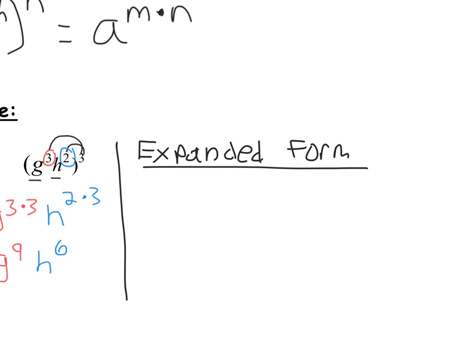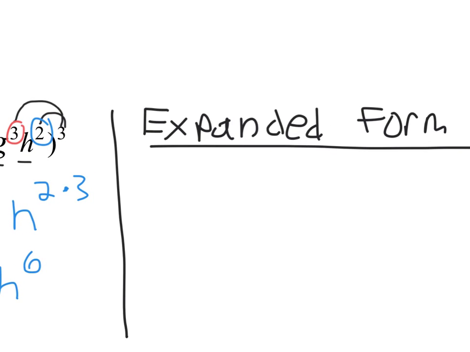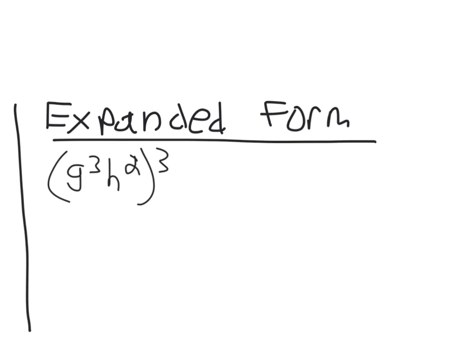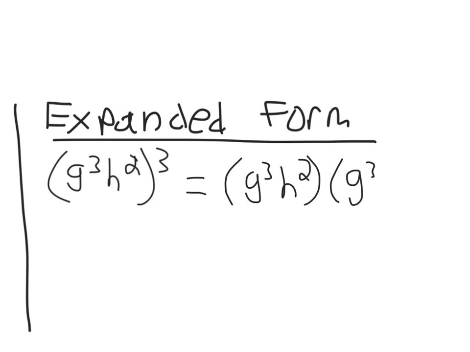All right, very good. So let me rewrite this expression so I don't have to keep zooming back and forth. We have g to the 3rd power, h to the 2nd, all in parentheses, and then raised to the 3rd power. Since we have an exponent of 3 on the outside of the parentheses, that means we basically just rewrite the parentheses 3 separate times. So in the first parentheses, we're going to have g to the 3rd, h to the 2nd, and I'm going to get rid of that exponent on the outside, and I'm just going to write this out in the form of what I know exponents to be.